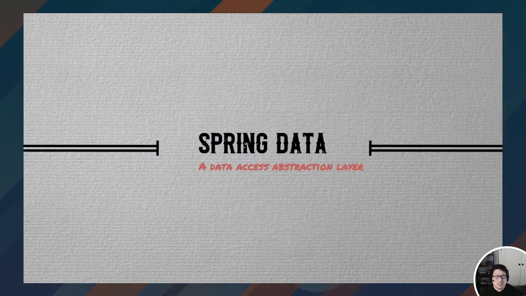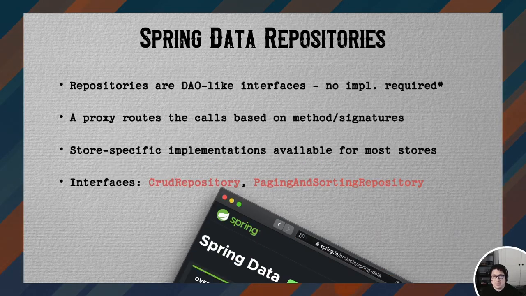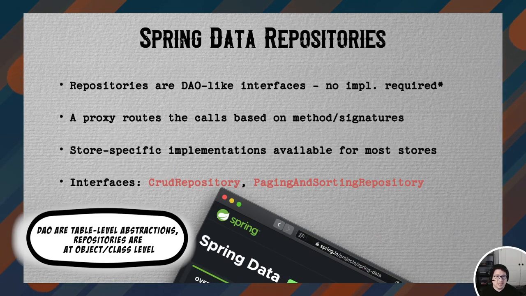All right, so let's talk about Spring Data. Spring Data is an umbrella project that provides a data access abstraction layer over many different data stores. Both SQL and NoSQL data stores are covered by Spring Data. One of the main concepts in Spring Data is that of repositories. And repositories are DAO-like interfaces, data access objects-like interfaces.